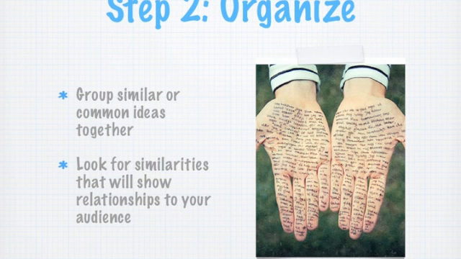Step 2. You need to organize your information. You're grouping similar or common ideas together. And specifically, as you do this, you're looking for similarities that are going to show relationships to your audience. You need to take notice of these. If one group directly connects to another, you should take a note of that. It could come in handy later.